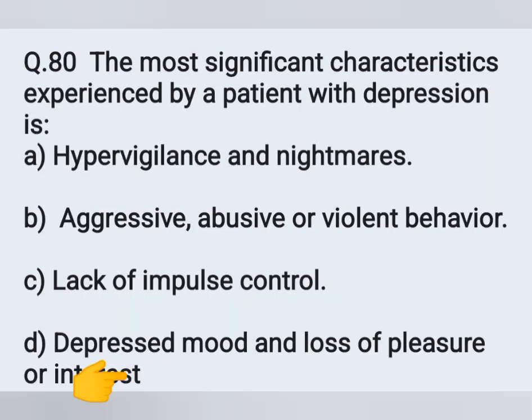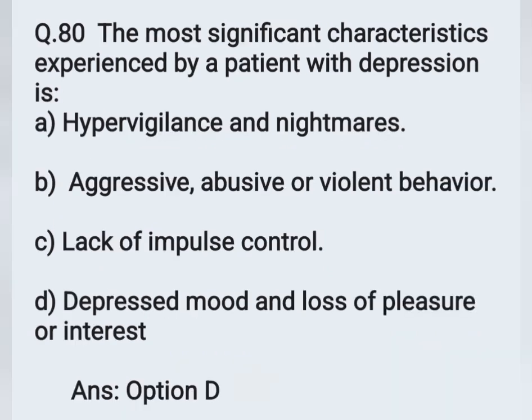And the next question number 80. The most significant characteristics experienced by a patient with depression is. Options: option A, hypervigilance and nightmares. Option B, aggressive, abusive or violent behavior. Option C, lack of impulse control. Option D, depressed mood and loss of pleasure or interest. Our question is, which is the most significant or most important characteristic of a patient with depression? And it is depressed mood and loss of pleasure or interest. Option D is the correct answer.